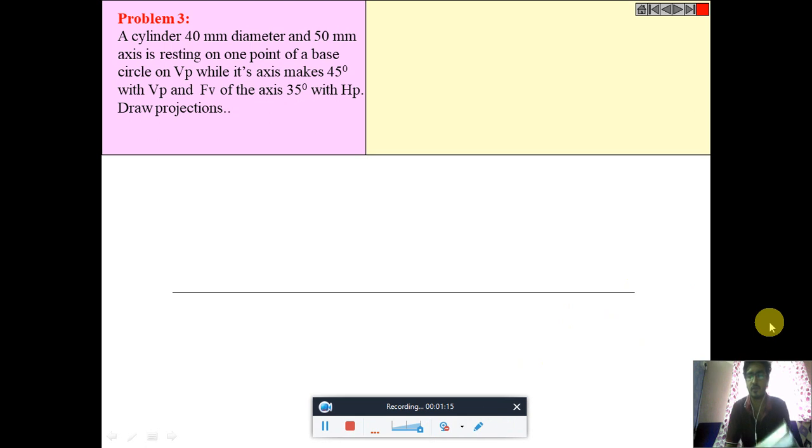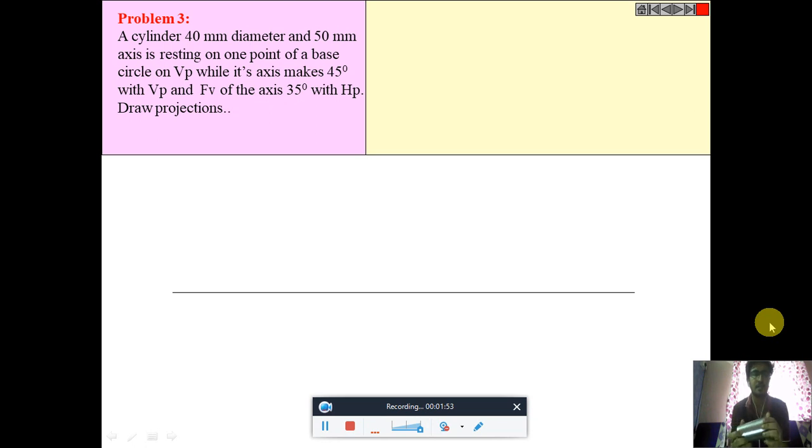I hope everyone will be viewing my video, and just consider that this is the cylinder, right? So it is having two bases, this is one base and this is another base. This is the cylinder which is having a 40 diameter and its axis is 50 in length. Now consider that this is my vertical plane, and this is my horizontal plane.